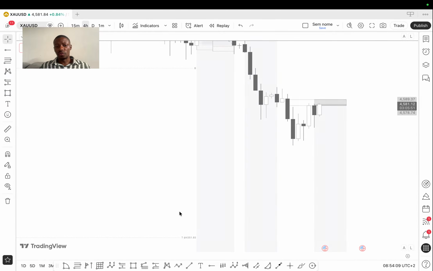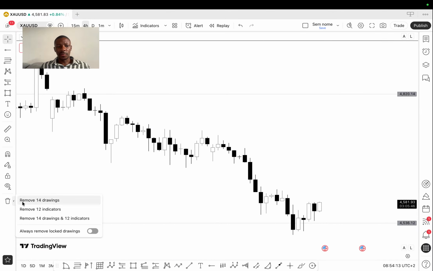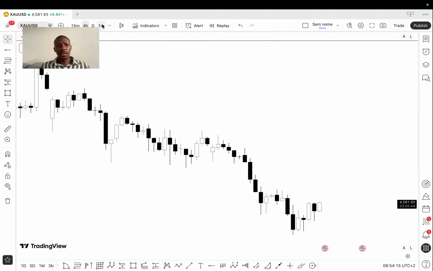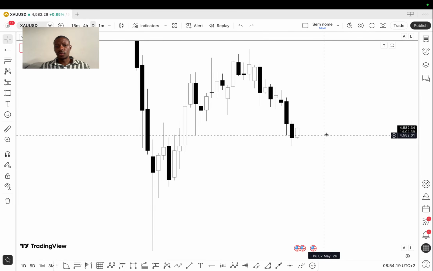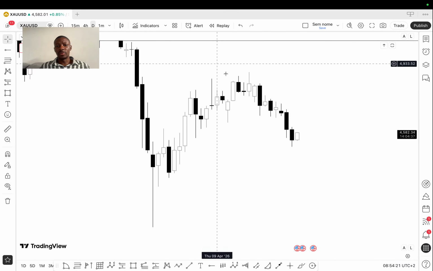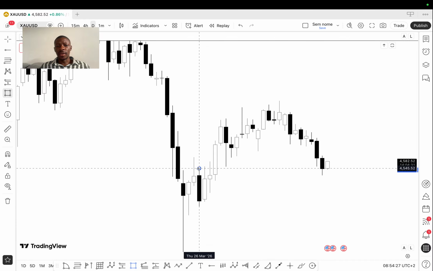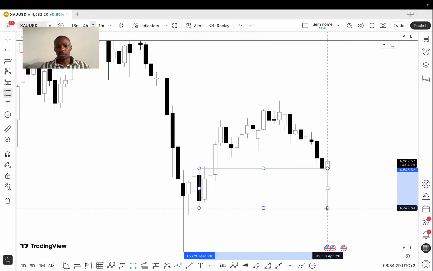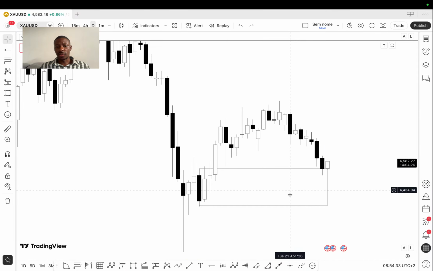I'm going to use Fusion Markets for this technical analysis, and let's erase everything. Let's go on the daily time frame and let's look at something. If you go on the daily time frame, you will realize that price had reacted on the daily bullish order block, which is this one. So this is a valid point for us to take longs, okay?